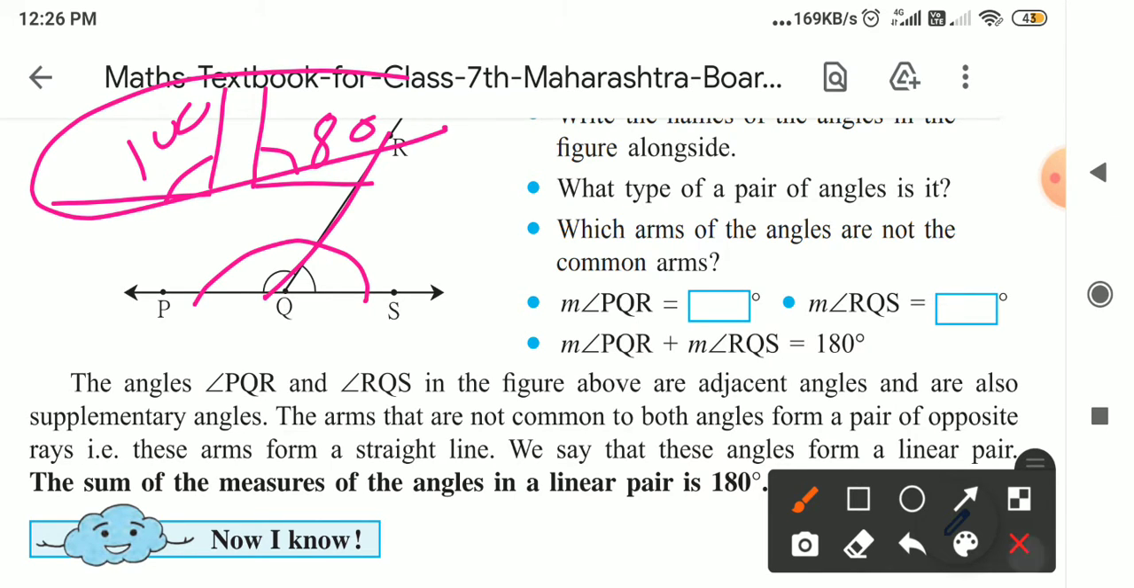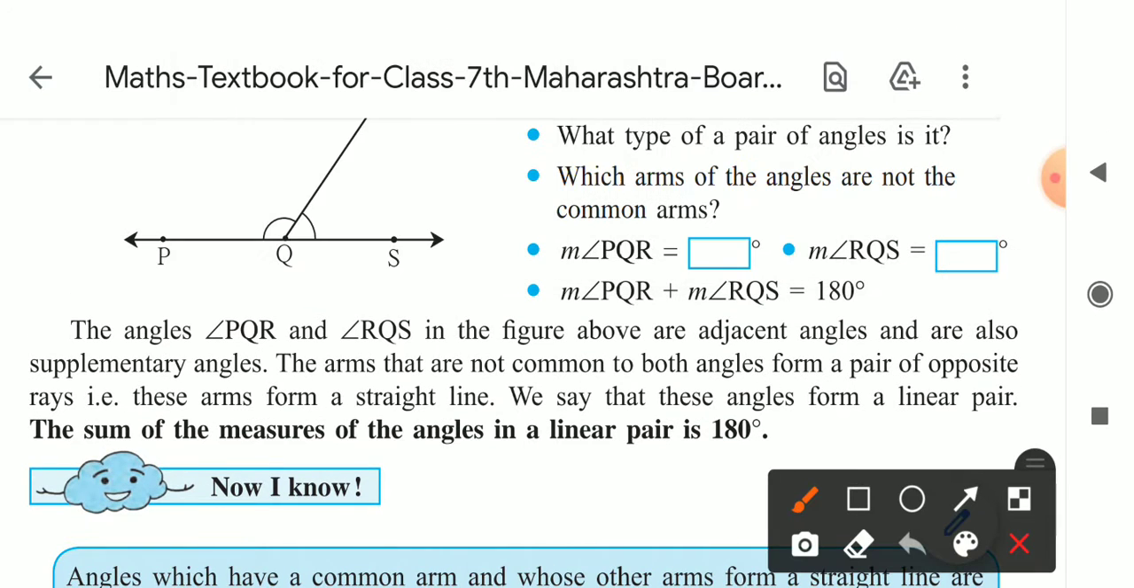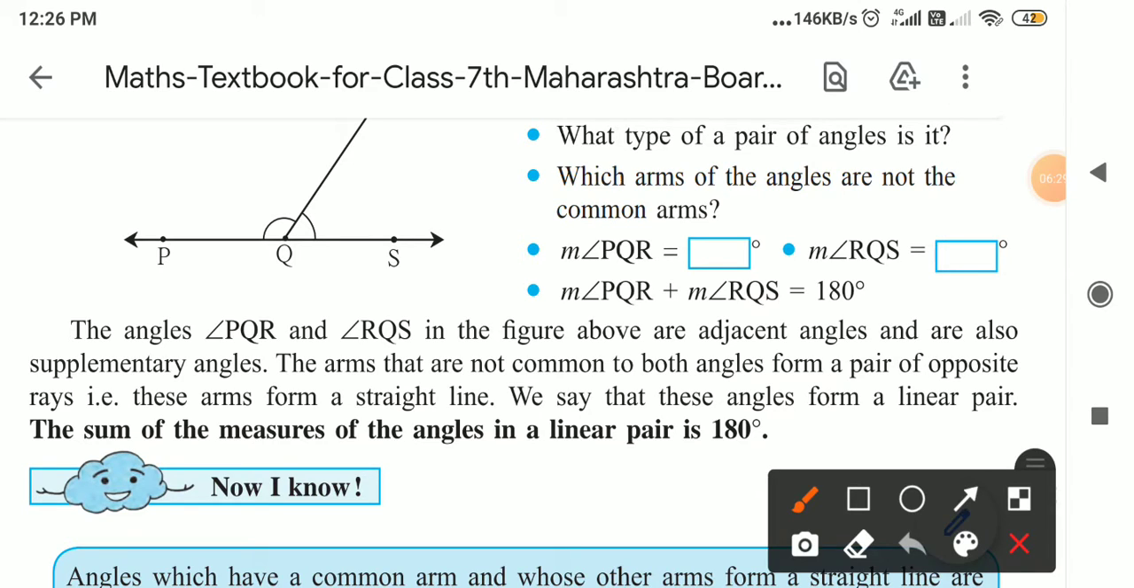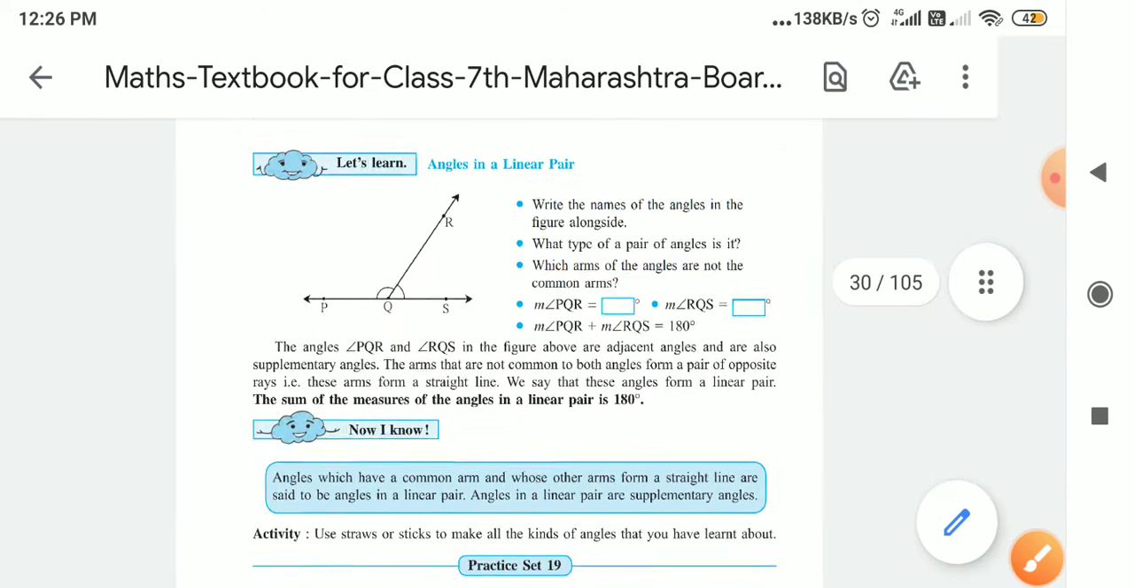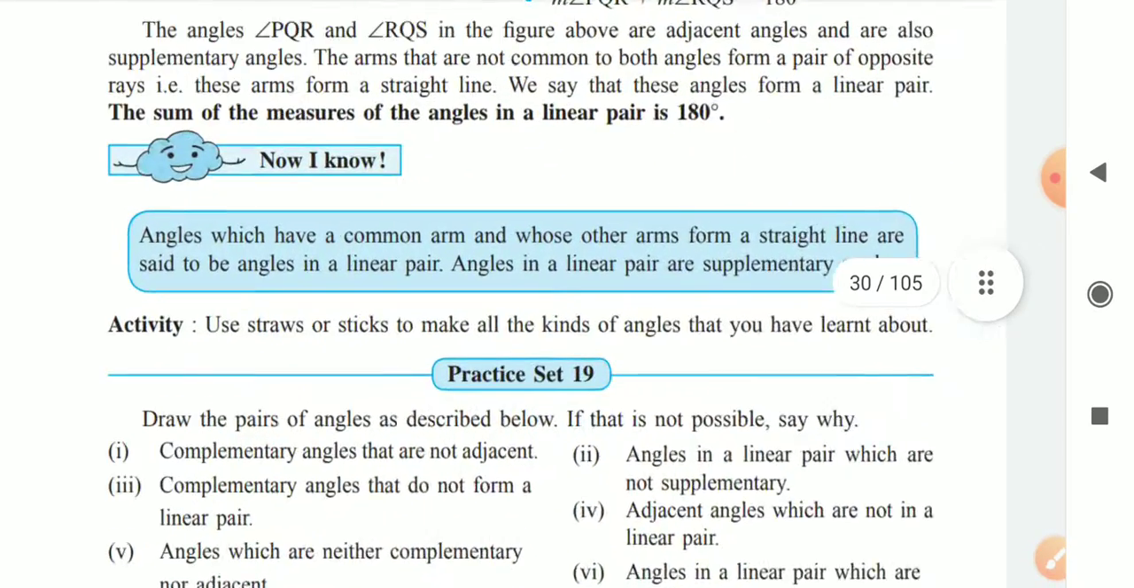They must be supplementary, and they must share a vertex. The outer arms are opposite, meaning PS must be a straight line. Then such a pair of angles is called a linear pair of angles. And here it is given that the sum of measures of angles in the linear pair is 180 degrees. So this is the information about linear pairs of angles.